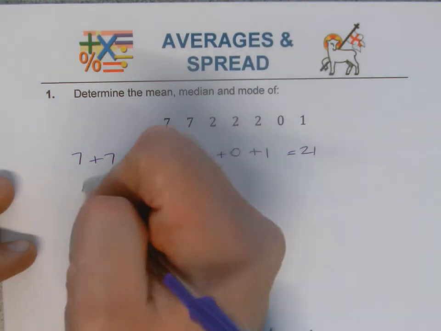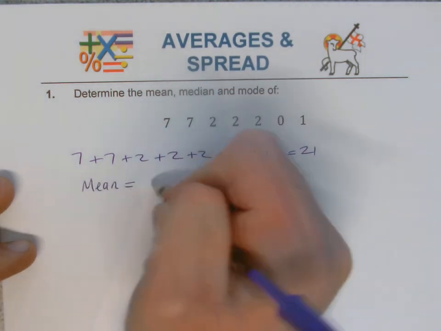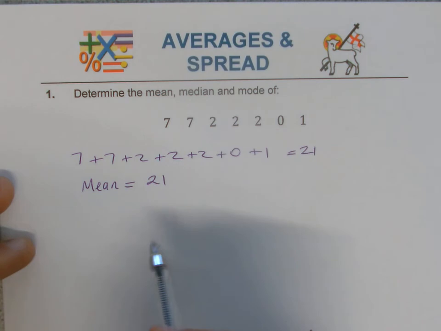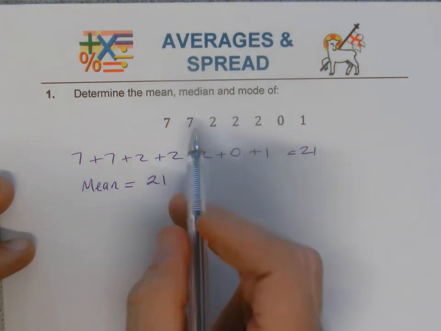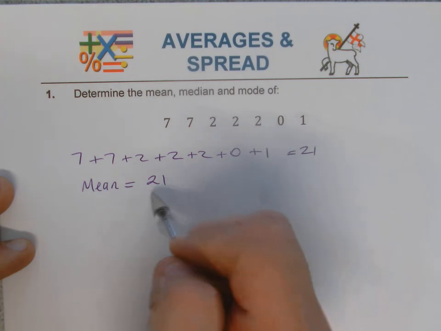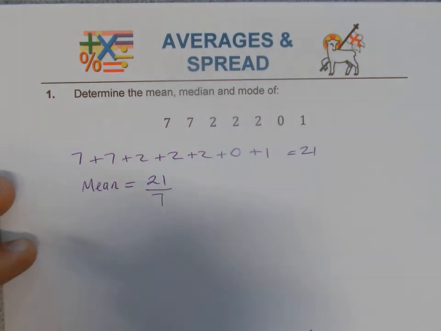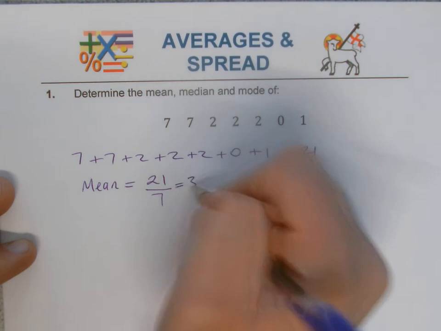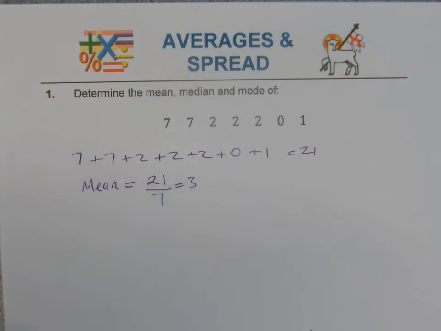So then to get the mean, you need to divide that sum, which is 21, by how many values are there. Now there are 1, 2, 3, 4, 5, 6, 7 values. So I'm going to divide 21 by 7 and I get 3. So the mean average is 3.